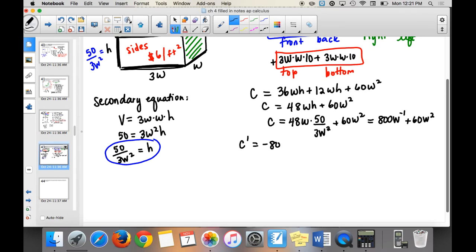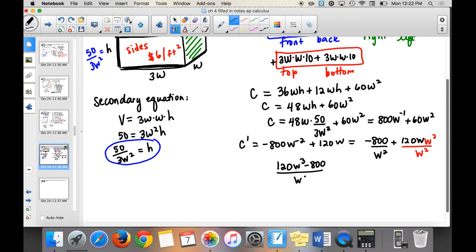So we get negative 800 W to the negative 2, sorry, W to the negative 2, plus 120 W, which is negative 800 over W squared plus 120 W. And remember, whenever I'm finding the critical values from the first derivative, I always get common denominators. So I would multiply this one by W squared over W squared. So you get a total of 120 W cubed minus 800 all over W squared for your first derivative.